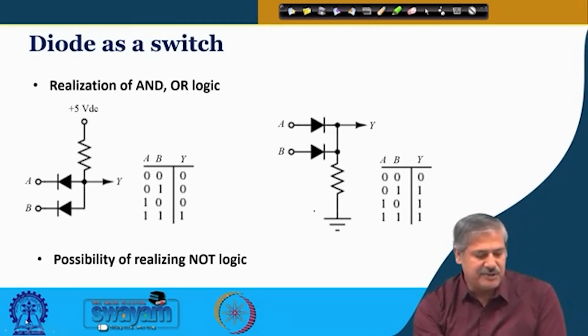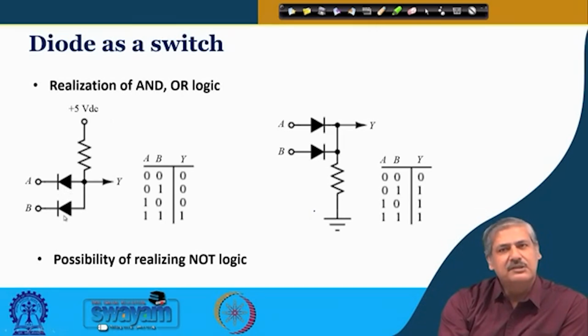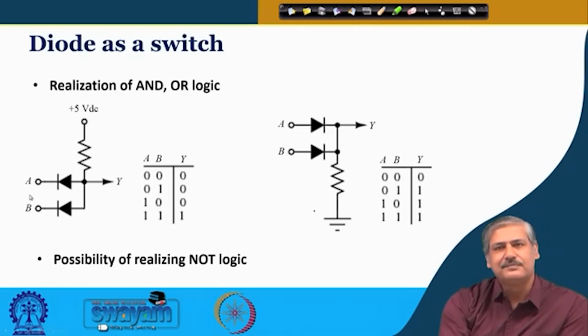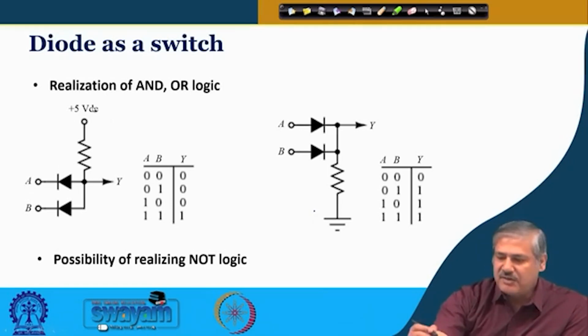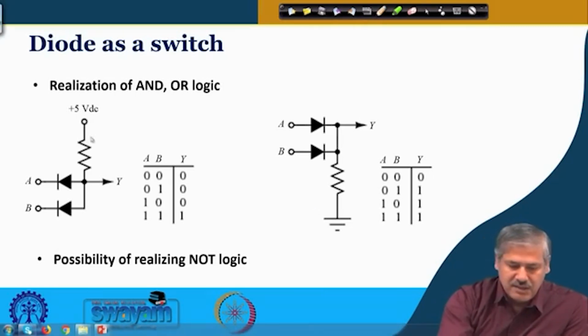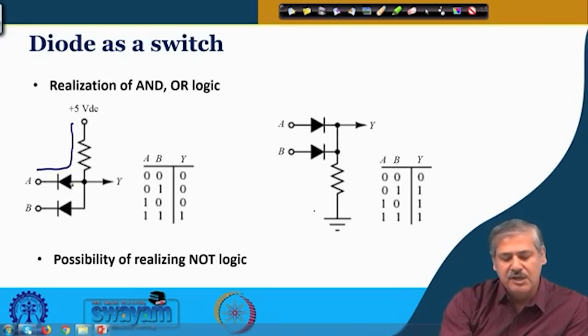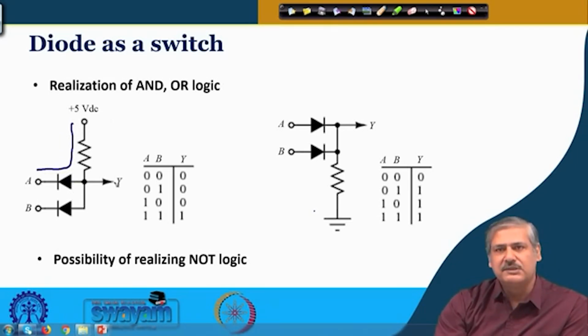So, there are two diodes connected to A and B. You can have more such diodes, A, B and C, these will get connected, but let us restrict ourselves to two only. So, if any of the diode inputs is low, that means say 0 volt, what will happen? The current will start flowing in this direction, and a 0.7 volt drop will be there. So, the output will be 0.7 volt.